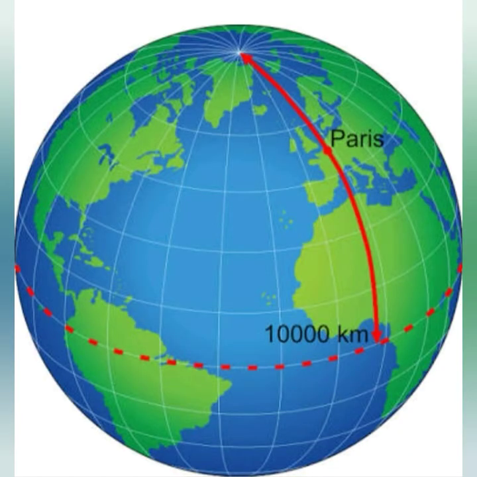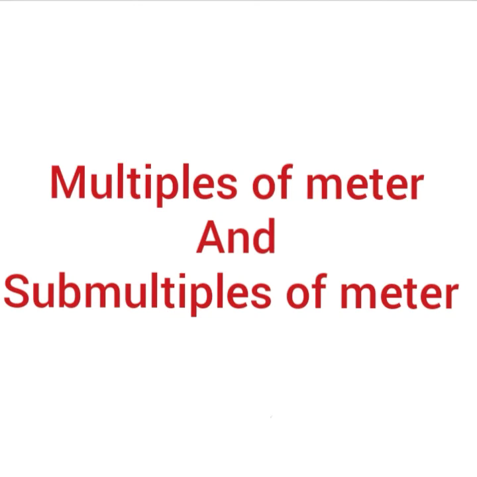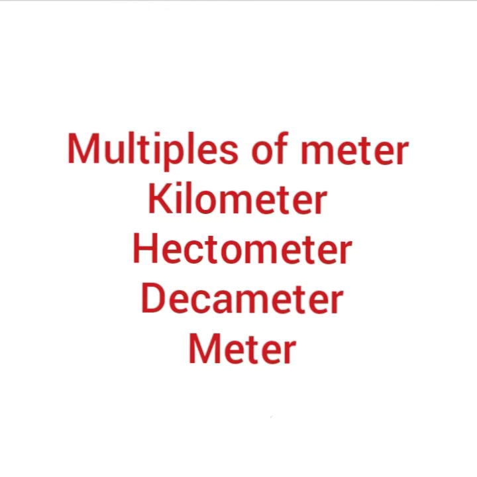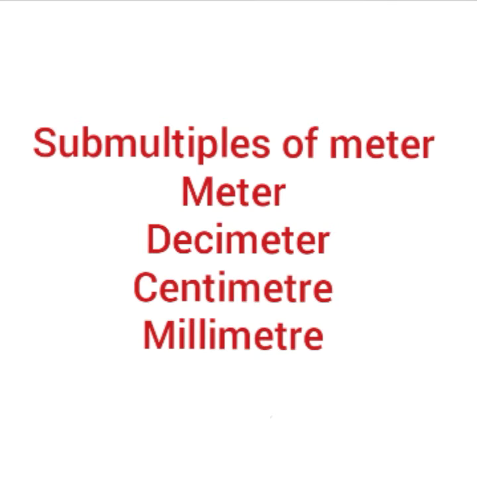Or a meter can be defined as 1 meter is 1/10 millionth of the distance from the equator to the North Pole. Now, multiples of meter and submultiples of meter. Multiples of meter are kilometer, hectometer, decameter. Submultiples of meter are decimeter, centimeter, millimeter.